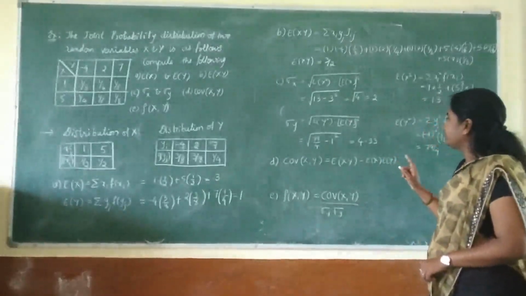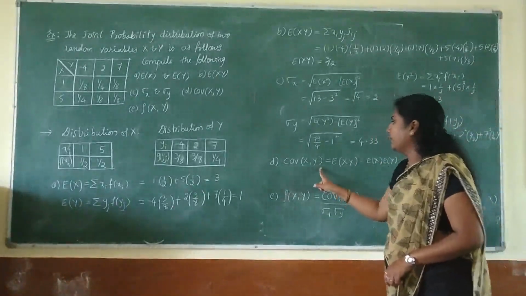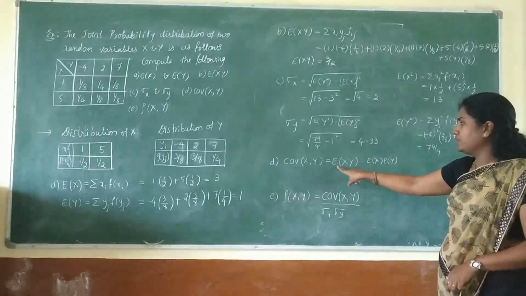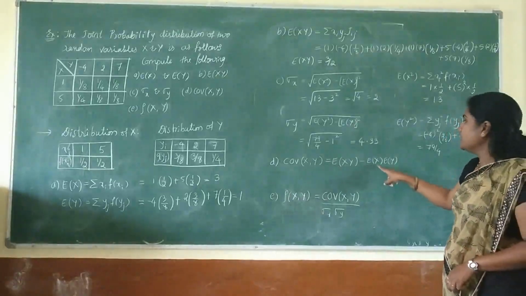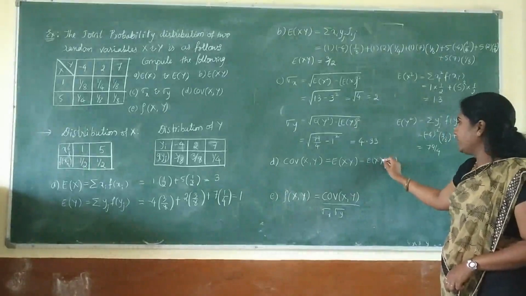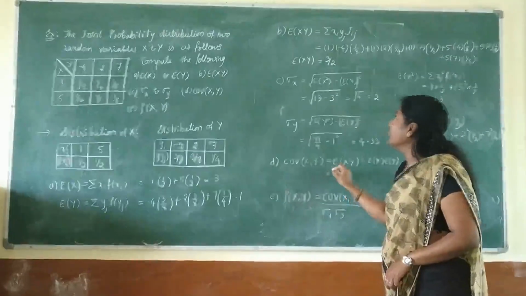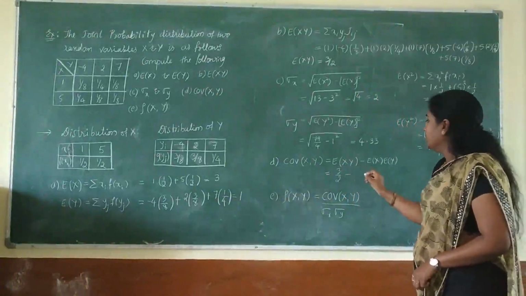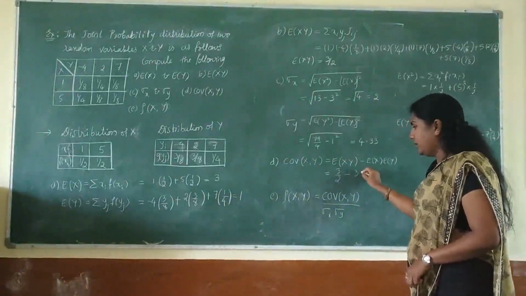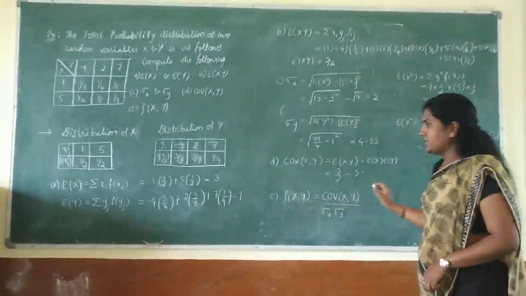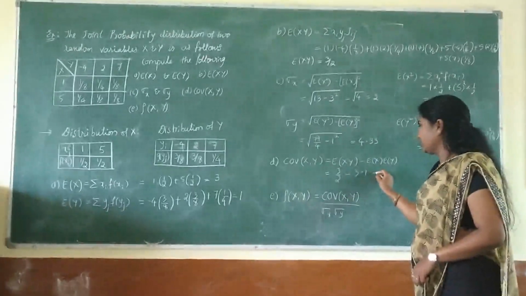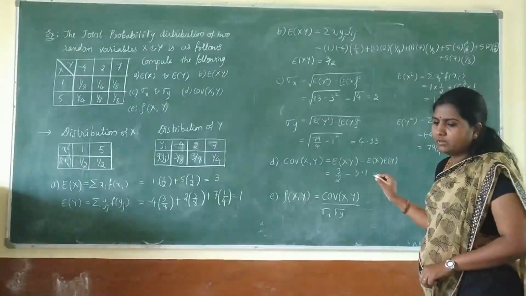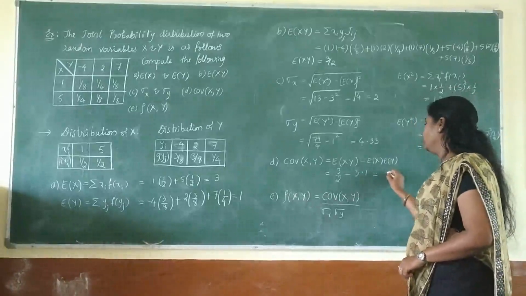Okay, next, covariance of xy. Covariance of xy we can find by using the formula: expectation of xy minus expectation of x into expectation of y. Expectation of xy, how much is it? 3 by 2 minus, expectation of x is 3, expectation of y is 1. Simplify this one. Here we are going to get minus 3 by 2.